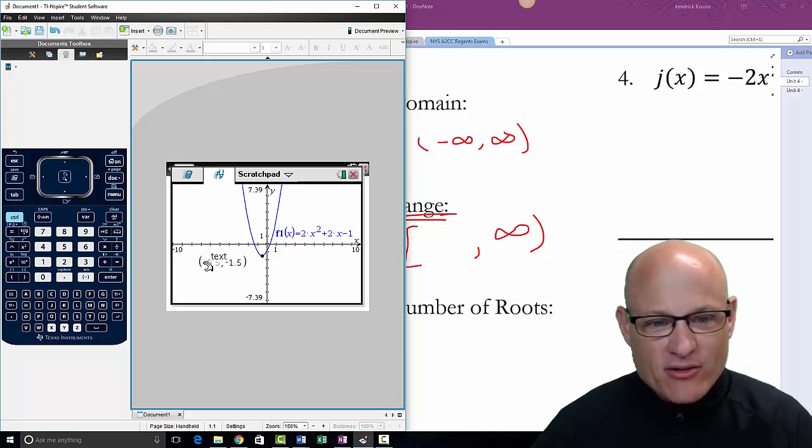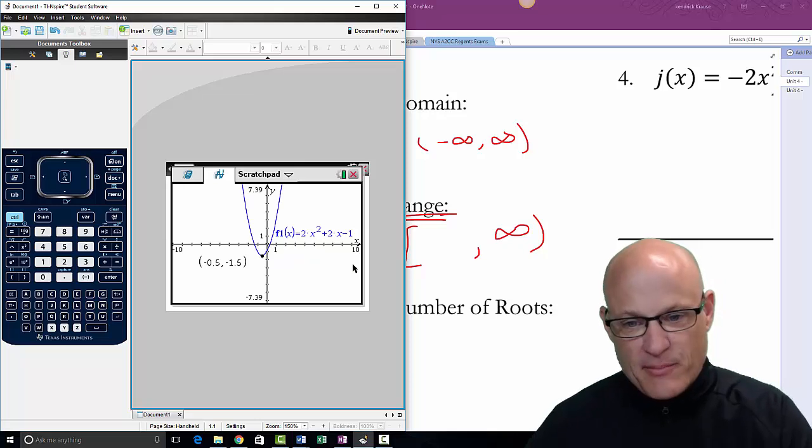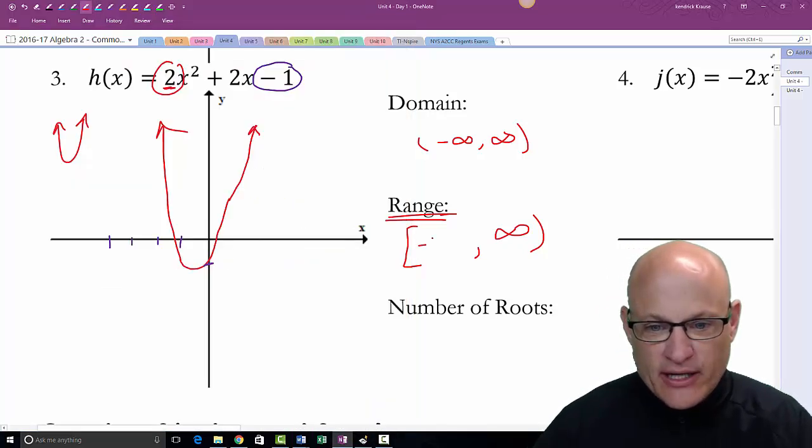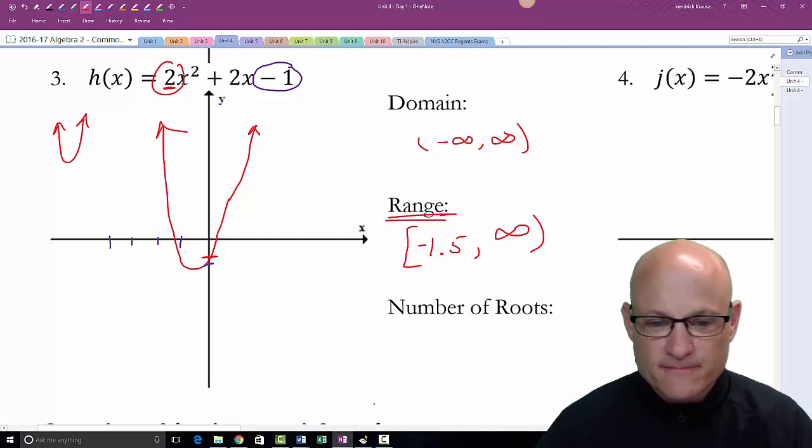So the lowest y value, I don't care about the x value. The x value is negative a half, but the lowest y value is negative 1.5. So that's the lowest it's going to go. That's the minimum of this graph. So over here, it's going to be negative 1.5 to infinity. And my graph is relatively accurate if I put that mark right there.